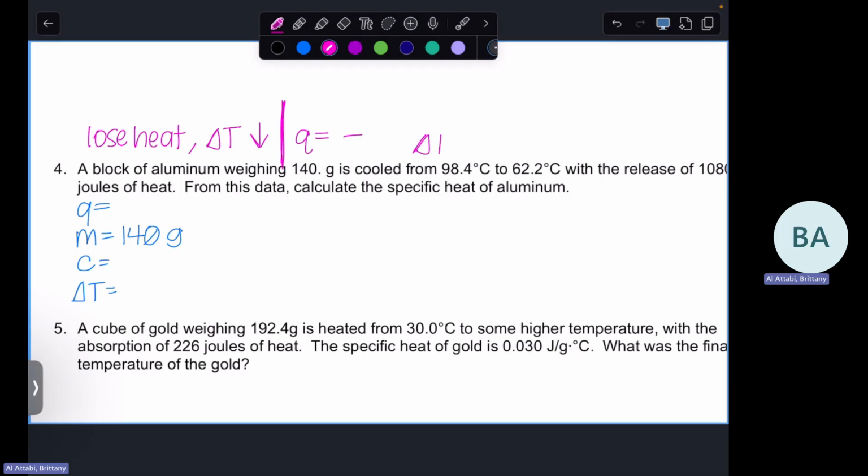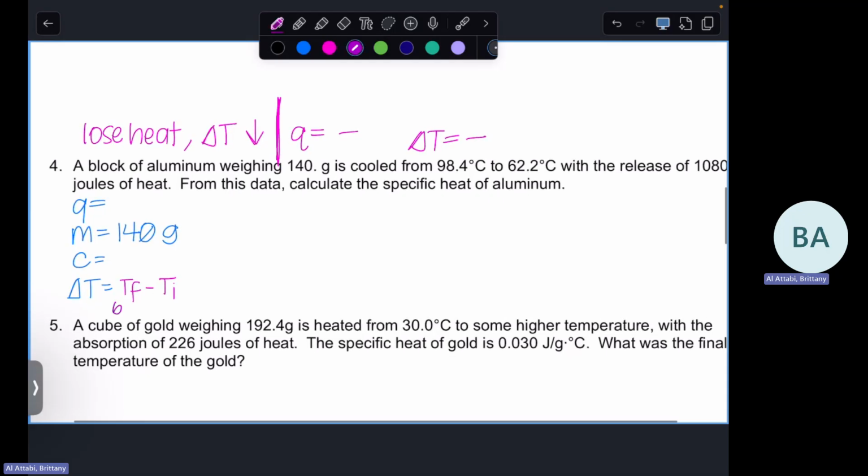And the other piece of the equation that has to be negative as well is delta T. So if you do final temperature minus initial temperature, this problem, you will get a negative number because it's 62.2 minus 98.4. So if you remember that both of these things are going to be negative, so it says it releases 1080, so negative 1080, right? If you remember that both of those pieces are going to be negative, your specific heat will not come out as a negative number, and all is well.